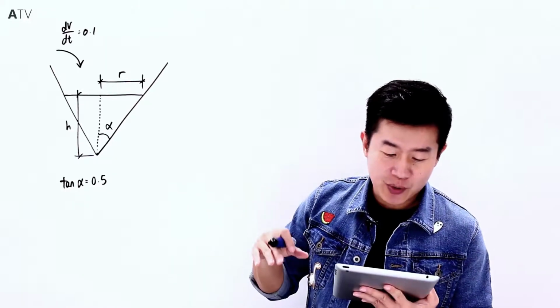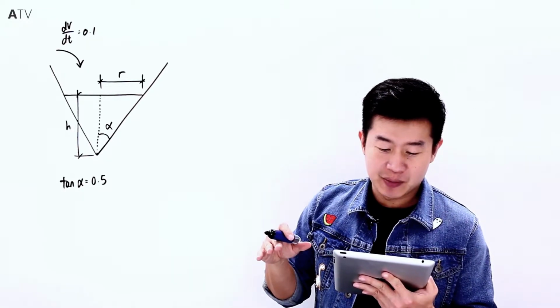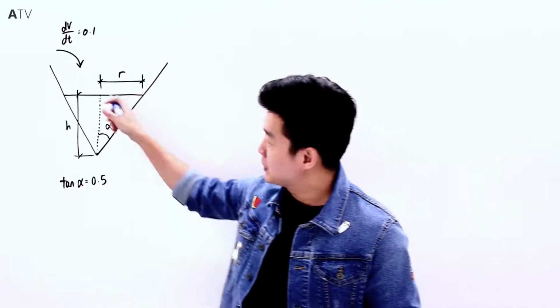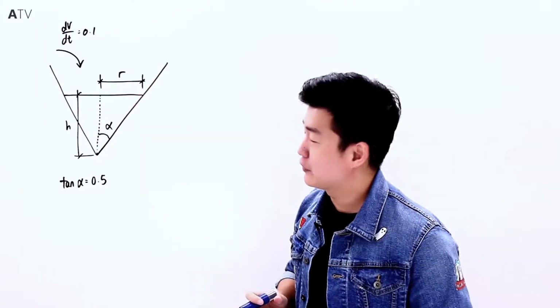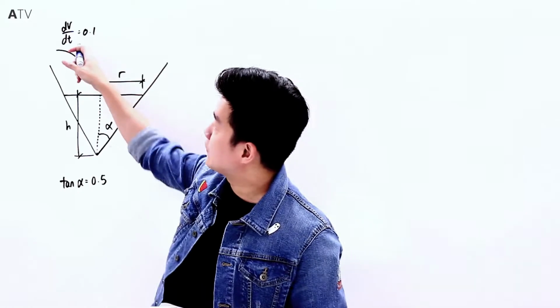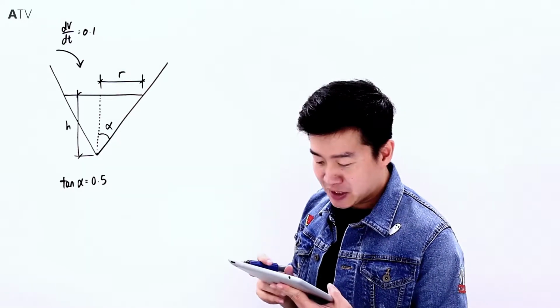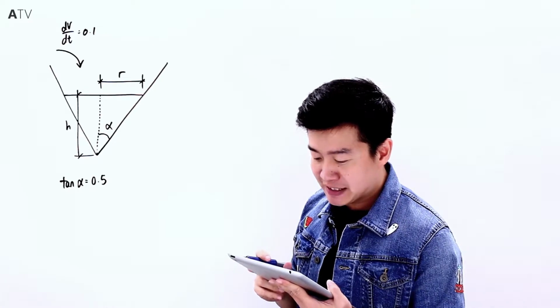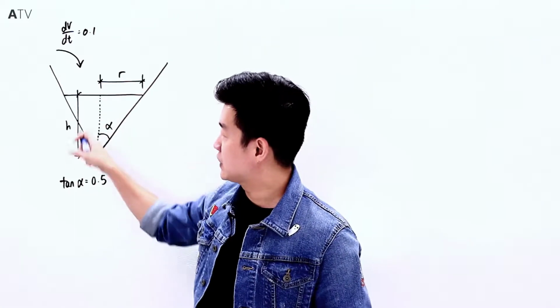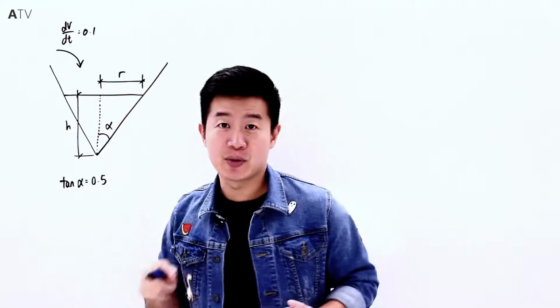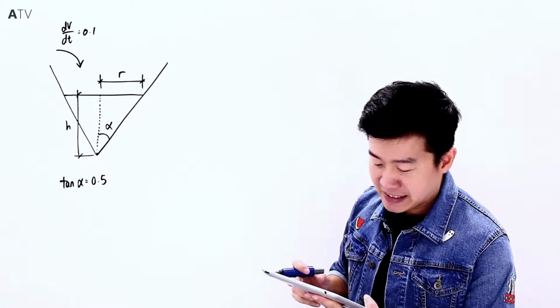Water is poured in at the rate of 0.1 meters cubed per minute into the container. If I were to say that V is the volume of the water in the container, that means dV/dt is equal to 0.1, which is given to us by the question. We are supposed to find the rate of increase of the depth of the water, and if I say the depth of the water is h, that means we are supposed to find dh/dt.